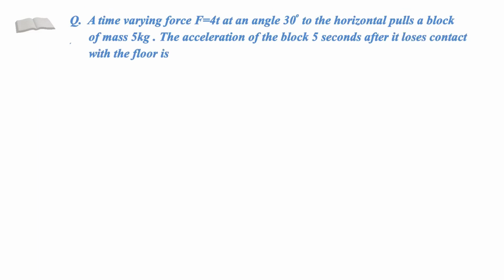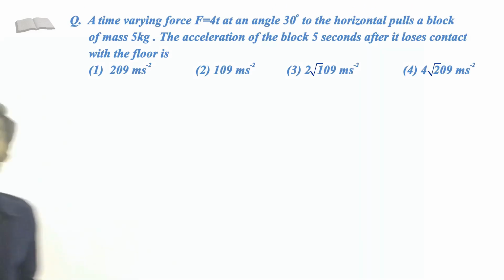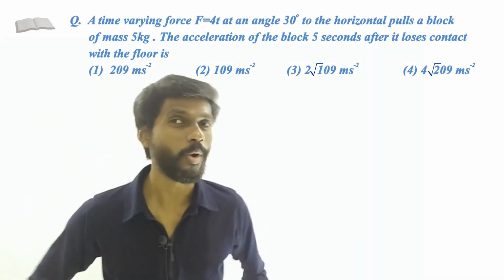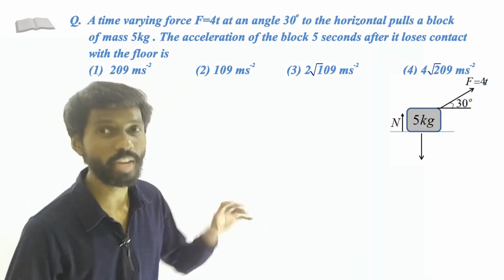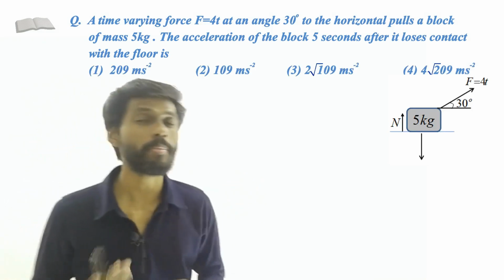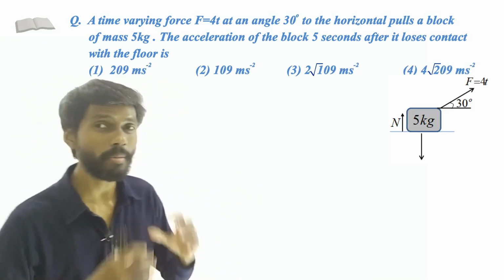A time varying force F equal to 4t at an angle 30 degrees to the horizontal pulls a block of mass 5 kg. The acceleration of the block 5 seconds after it loses contact with the floor is? This question is similar to the last question. The only difference here is that the force is a variable force, so it is 4 times t. That means at different points of time we have different magnitudes of the force.